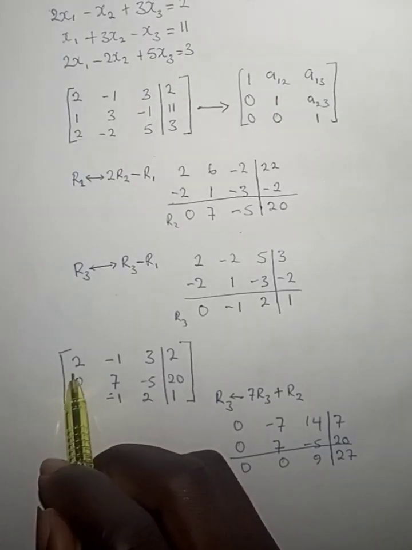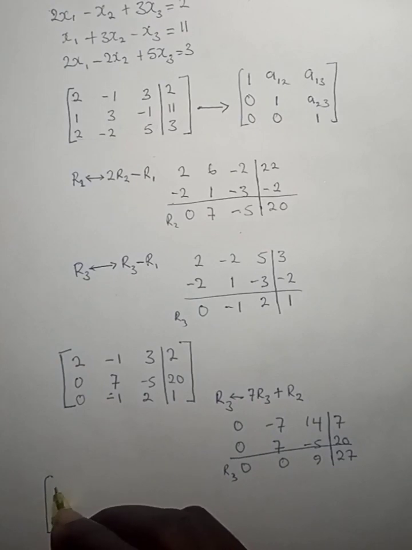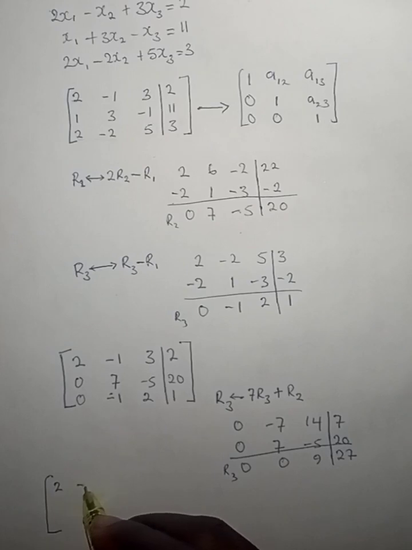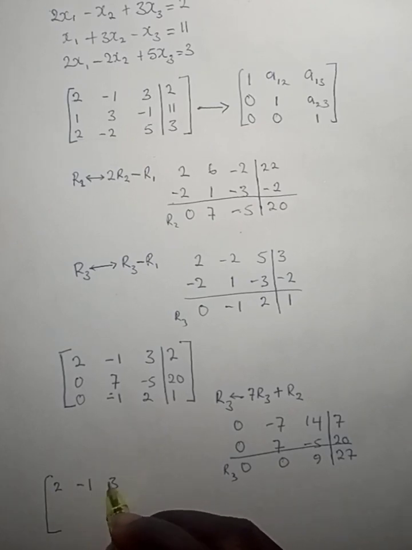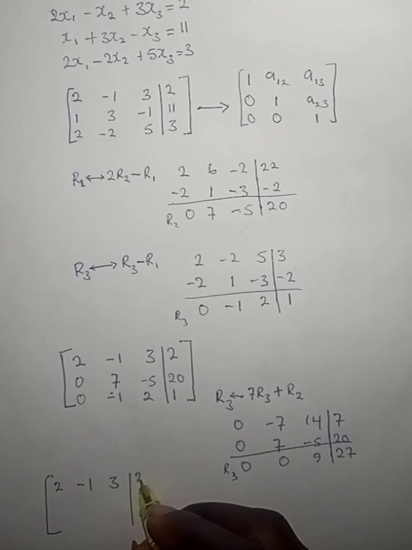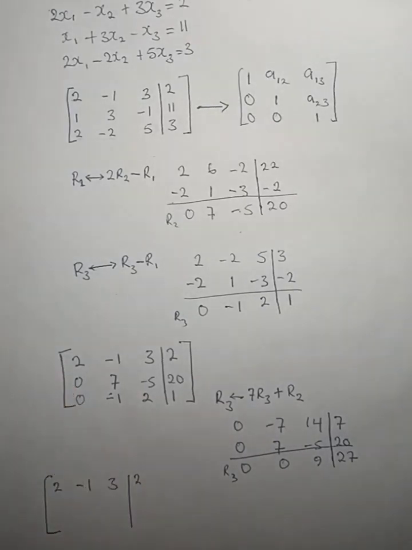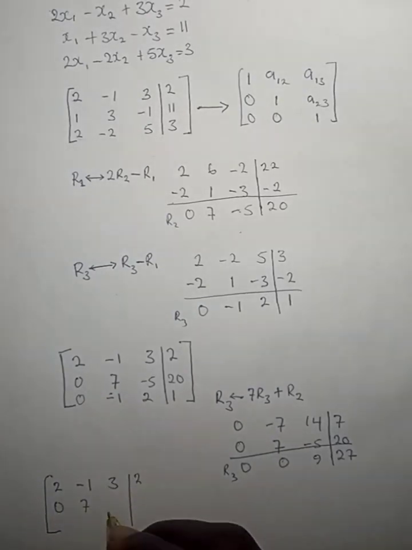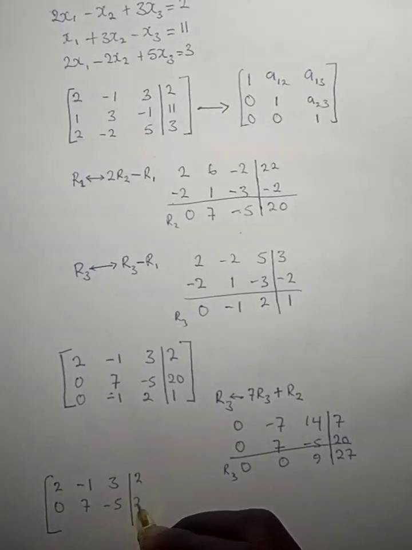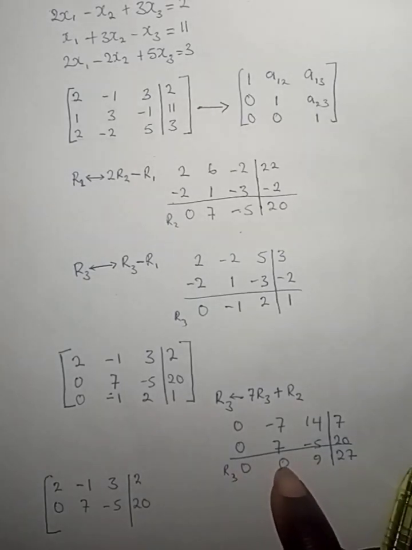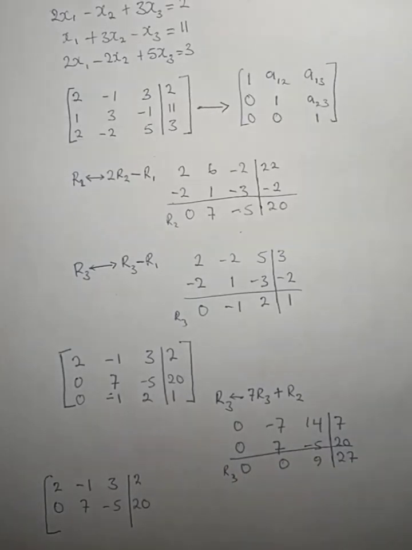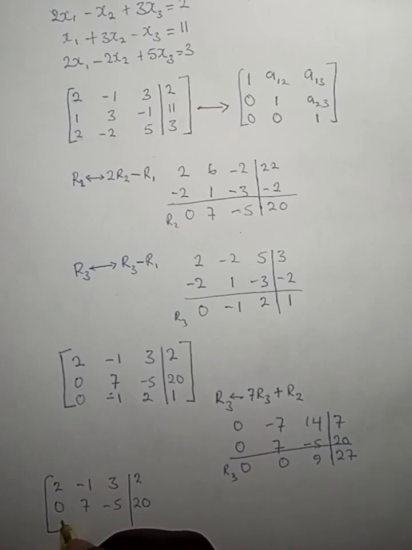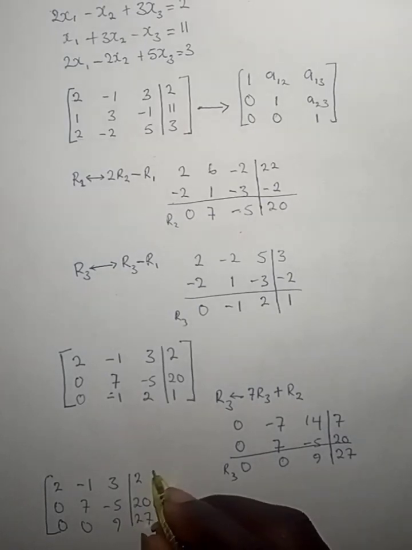Row 1 will not change because we've not done any function on it. So we'll have 2, minus 1, 3, 2. Row 2 will still come back the same: 0, 7, minus 5, 20. And 0, 0, 9, 27 is our new row 3.